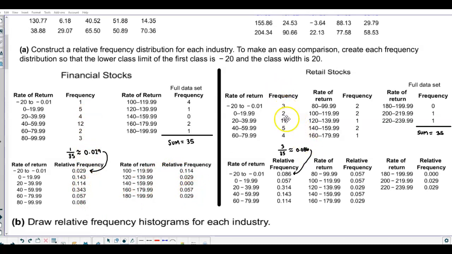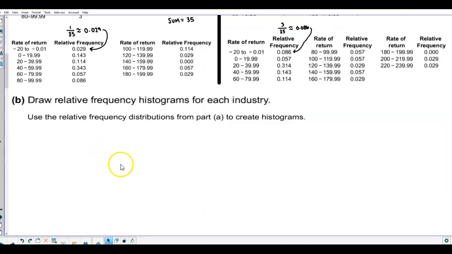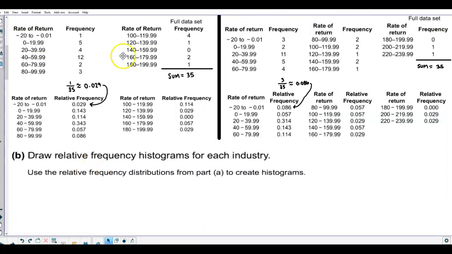If we take the value of 3 for -20 to -0.01 and divide that by 35, then we get 0.086. And therefore we have now constructed a relative frequency distribution for part A. Okay, so now we're going to draw a relative frequency histogram for each industry. We're going to use the relative frequency distributions from part A to create histograms.